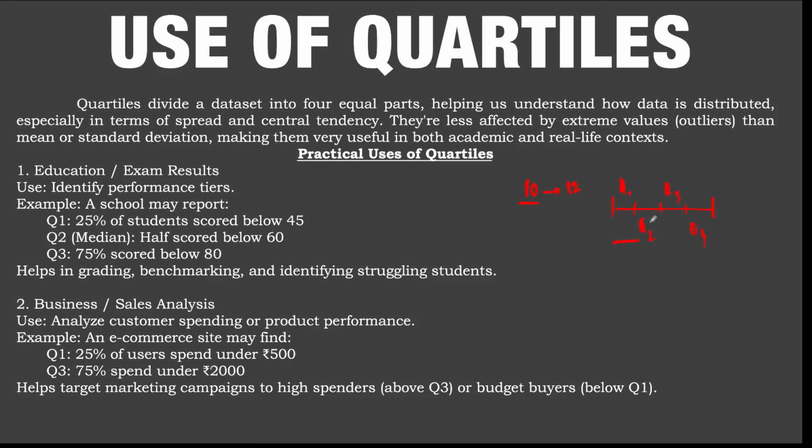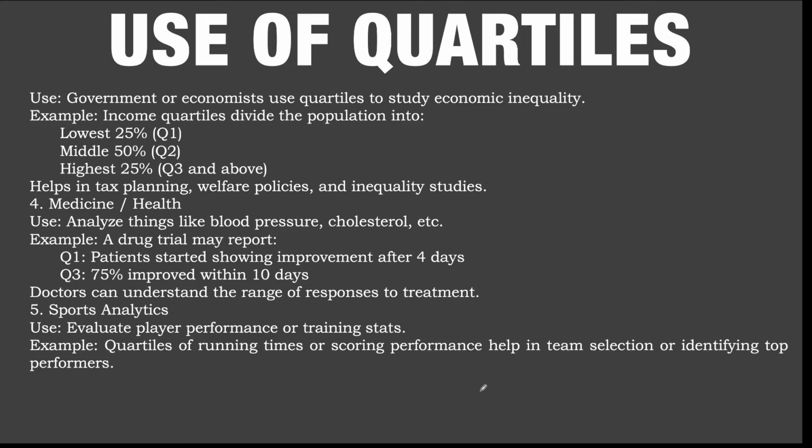What usually happens is the entire result or the entire situation is divided into four parts, and then benchmarking, grading, or identification of good performing, bad performing students is done. In business and sales, I have written proper examples, here as well as on the next page. You can read through all of this, and I'll be taking you to the questions directly now.